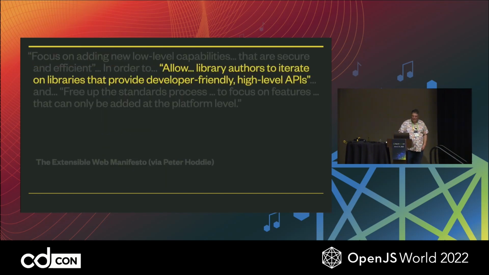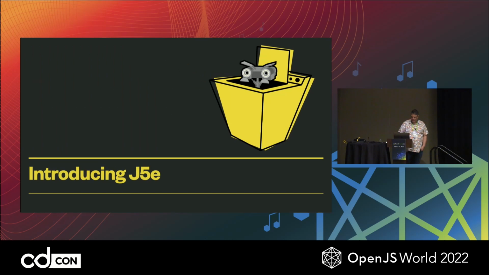So I got everything I needed in 419, but I didn't get some of the stuff I wanted. I had mentioned I was frustrated. Like, where's events? Where's async stuff? Why aren't we doing this? We've got everything with callbacks. But I remembered this part of that modified extensible web manifesto, where we're going to allow library authors to iterate on libraries to provide developer-friendly, high-level APIs. And I thought, I'm a library author, and I want some developer-friendly, high-level APIs, so let's make this thing.